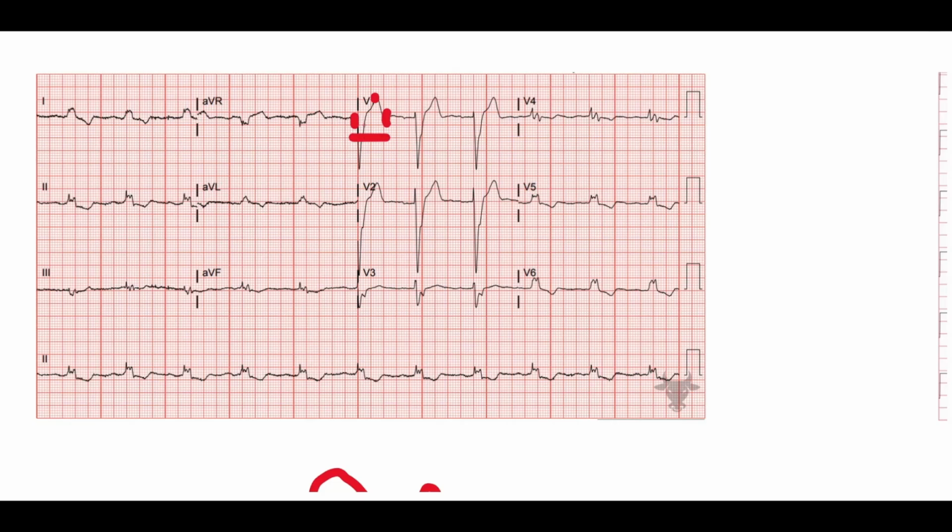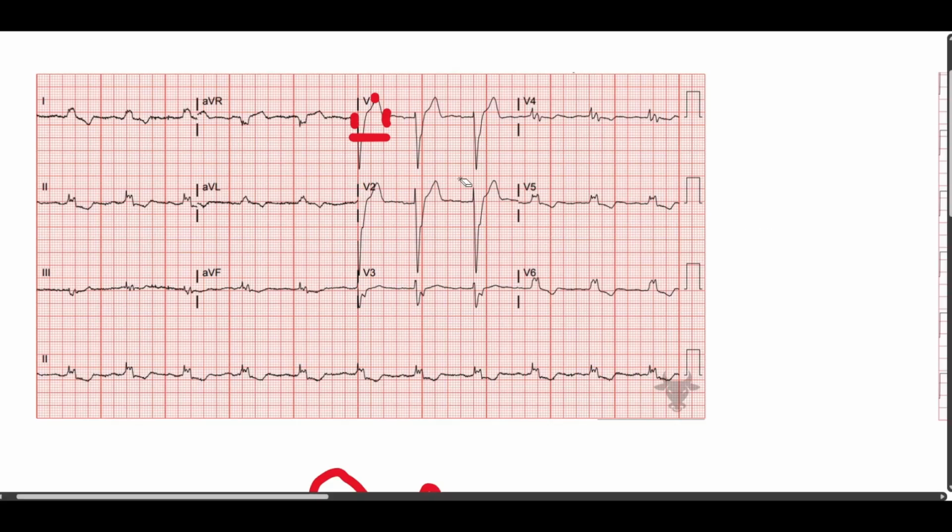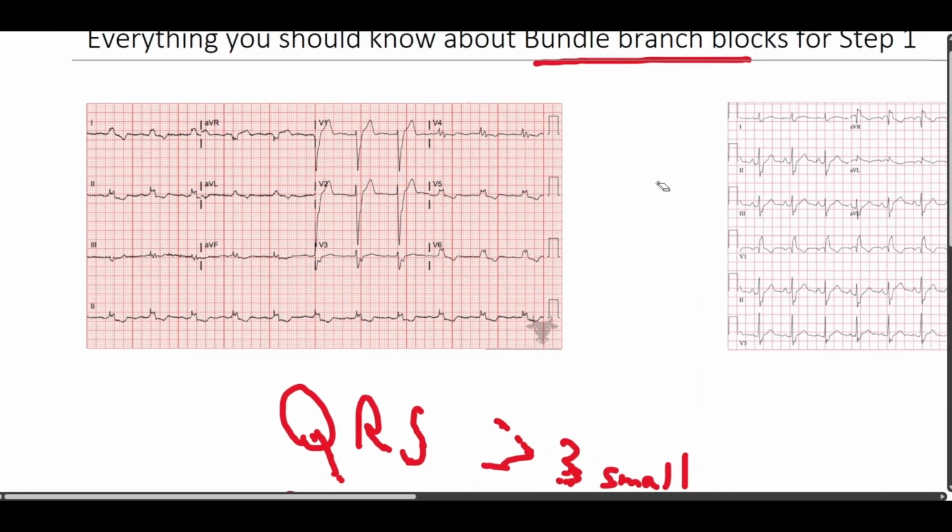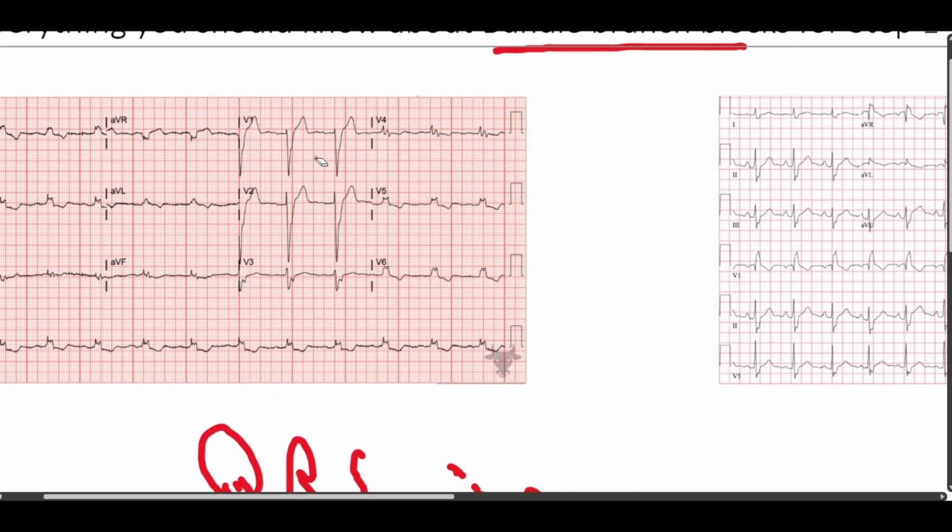This is the distance. As you can see, this is definitely longer than 3 small boxes. This is almost the size of 2 small boxes. So this is clearly a bundle branch block. Whenever you see a QRS that is wide, instantly bundle branch block. Now we want to determine, is it right or is it left? Okay, that's quite easy as well.